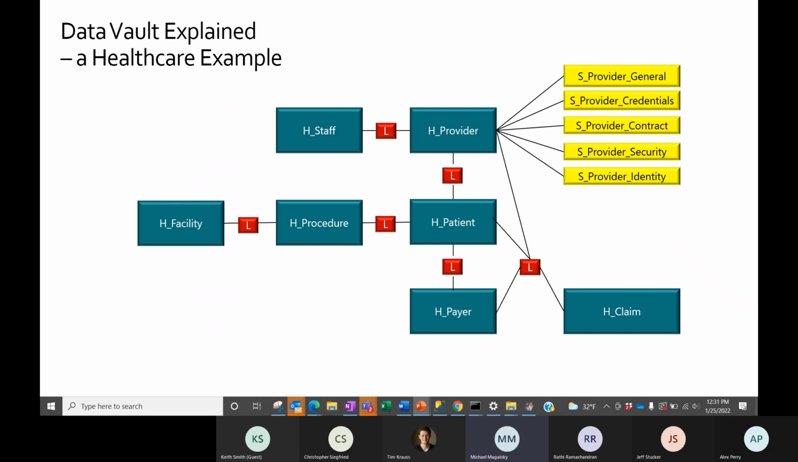Every hub would have at least one satellite. Some links have satellites as well. Here we show the satellite for the claim that might specify what the line number and amount was that was associated to that claim from that provider to the payer on behalf of the patient.